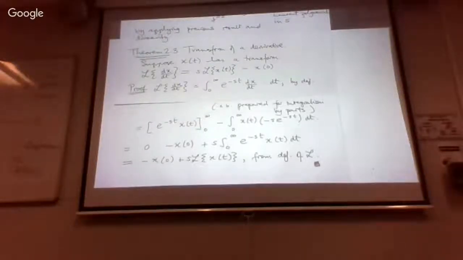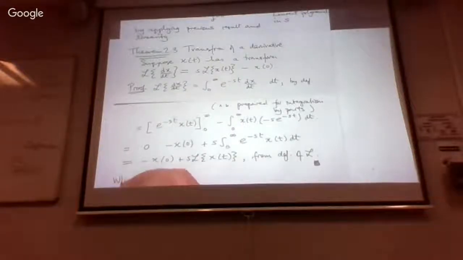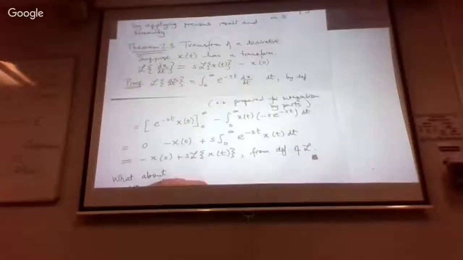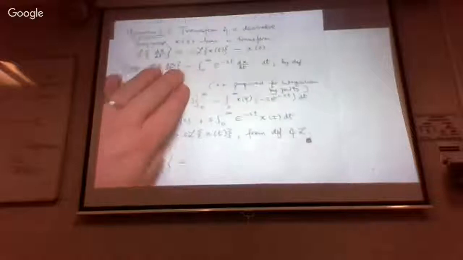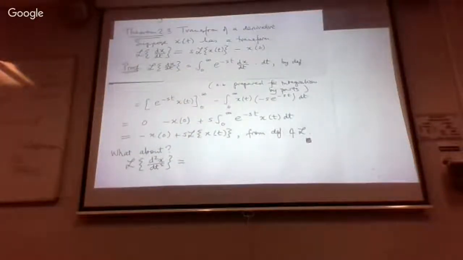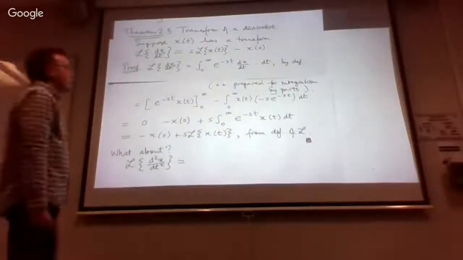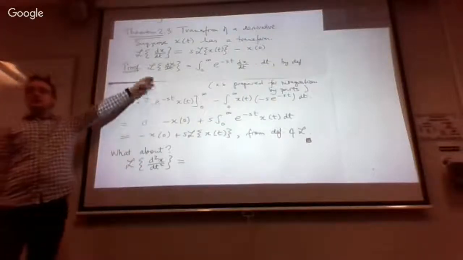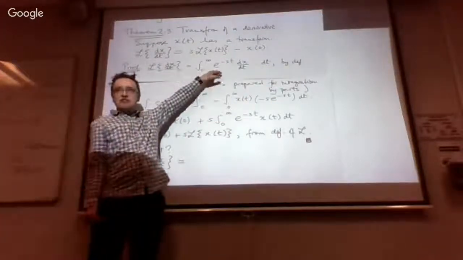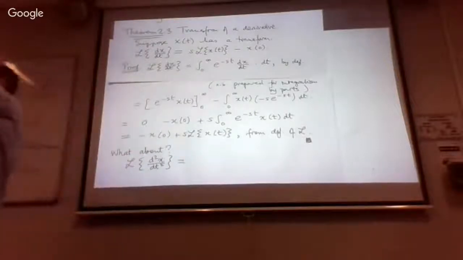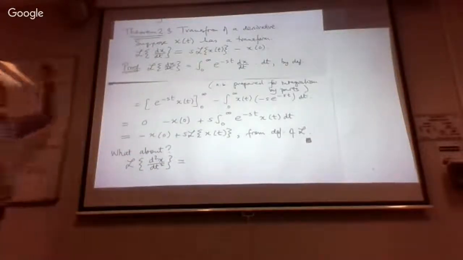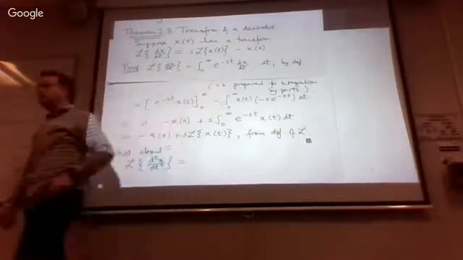So we can keep going. Ask ourselves, what about the Laplace transform of a second derivative? What about that? Well, I could try and repeat this argument. I could switch to the integral, the specific integral again. But I'm lazy, so I avoid doing any integration if at all possible.